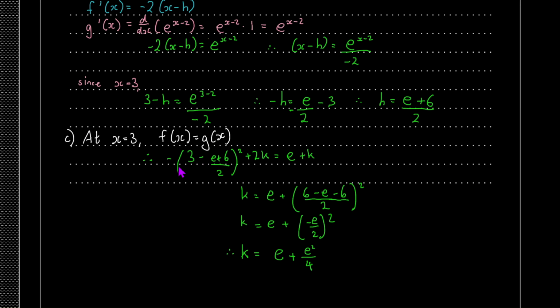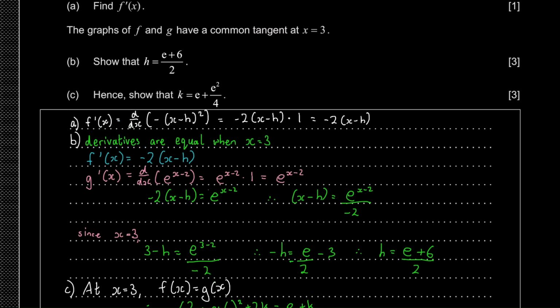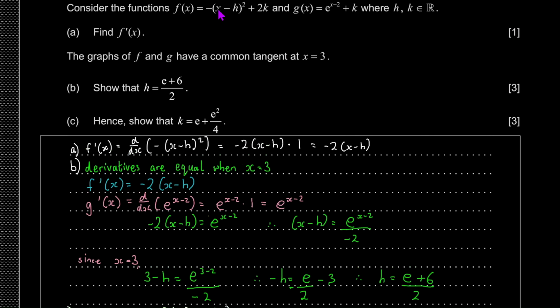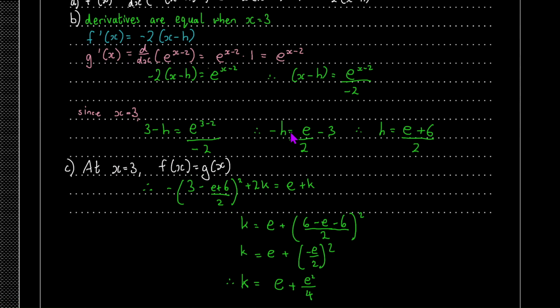So that will mean that when we replace x, we're going to get minus (3 minus (e plus 6) over 2) squared, plus 2k. And the reason why we're doing that is because we're going to be putting x over here. So over here we'll have minus (3 minus h), which is the value we had just found as (e plus 6) over 2, squared, plus 2k. Since we don't know what k is, we can leave it. And g of x would be e power (3 minus 2) plus k, as we can see over here. Since we know 3 minus 2 is 1, this will be e power 1 plus k, so we can leave that as e plus k for the value of g of x.